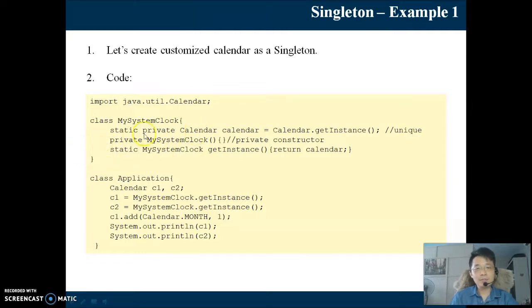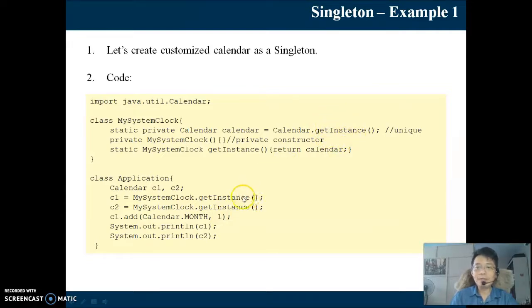No, not possible. Every time you call MySystemClock, it will return only one calendar object, the same calendar object. Even if you call it multiple times, it will still be the same calendar object. Let's look at the example here. When we call MySystemClock.getInstance, it will return this only calendar object in MySystemClock. When you call for the second time, again, it will be calling back the same object, not giving a new one.